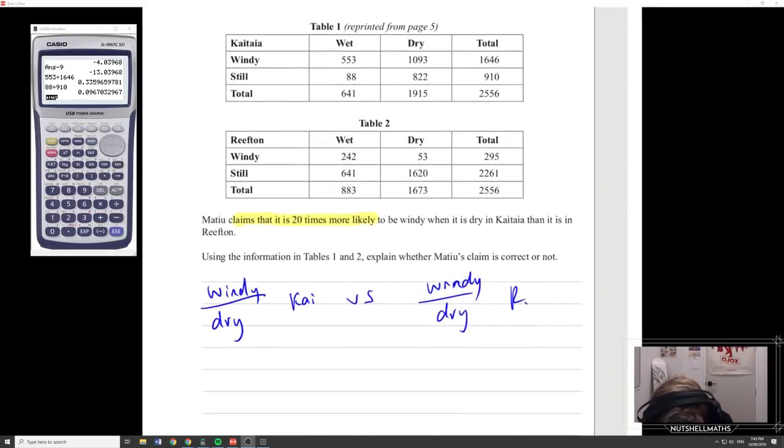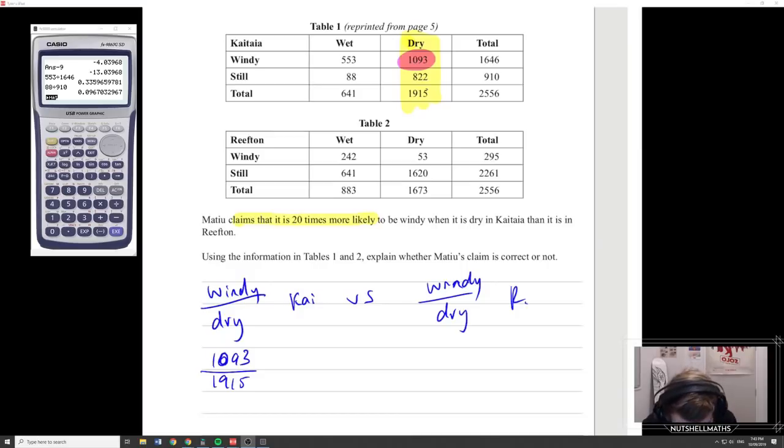Windy when dry. So when dry, 1915, and windy. Out of these ones, let's highlight this. This is our dry situation. Our windy one is only this. So we're going to have 1093 out of 1915.